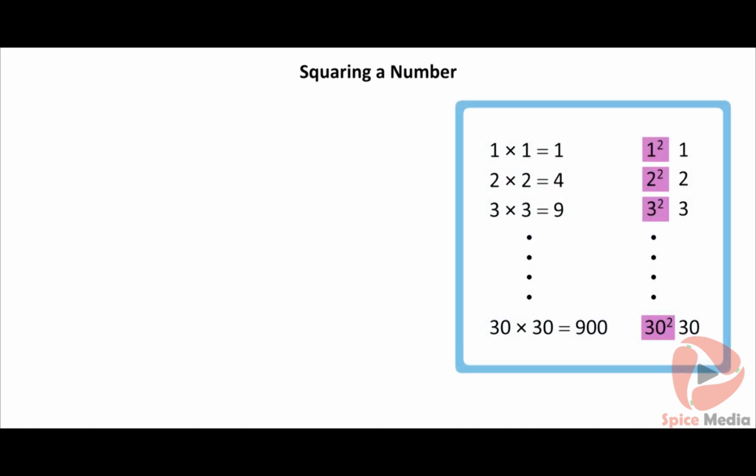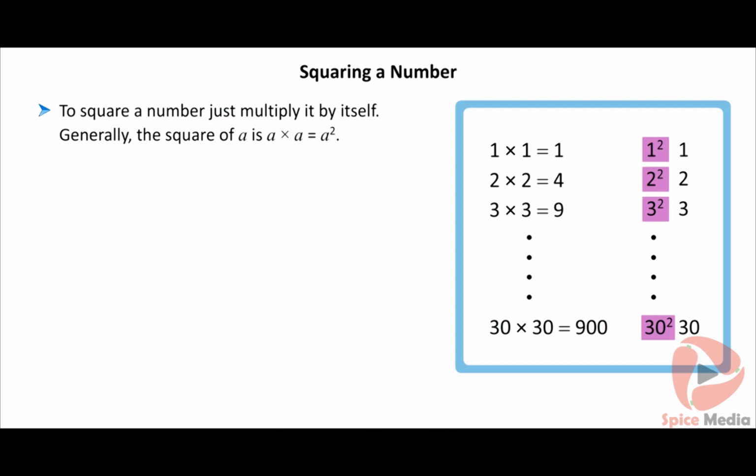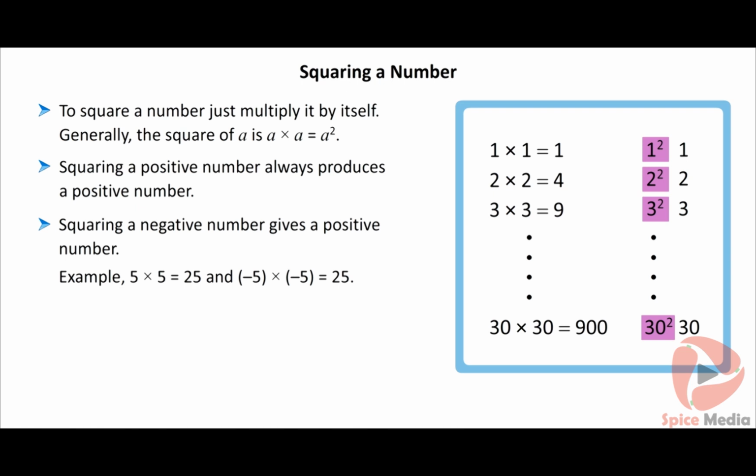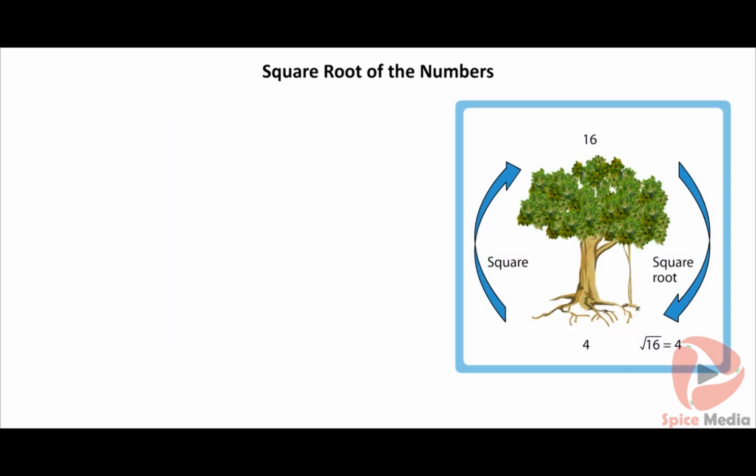Now we are going to study squaring a number. To square a number, just multiply it by itself. Generally, the square of a is a into a, which is equal to a squared. Squaring a positive number always produces a positive number. Squaring a negative number gives a positive number. Here is an example. 5 into 5 is equal to 25, and minus 5 into minus 5 is equal to 25.